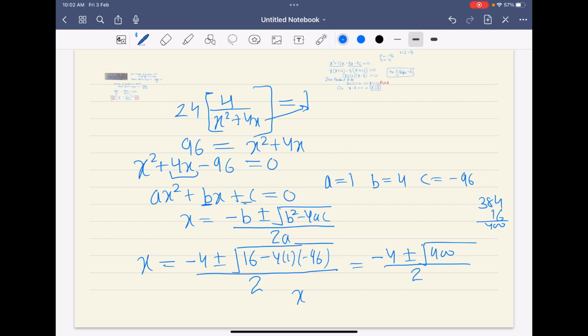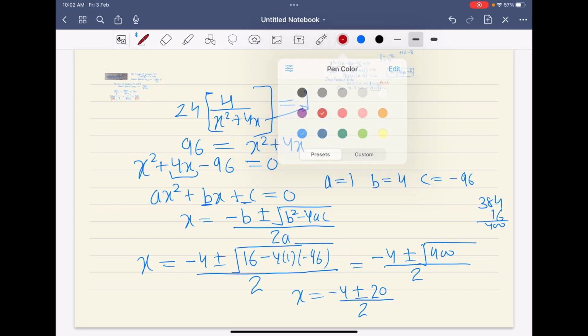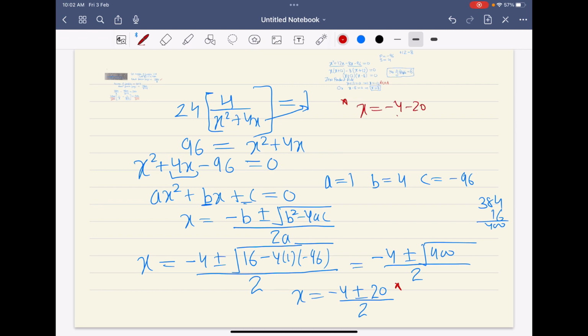So what is x now? So x equals minus 4 plus minus 20 over 2. So x could be either minus 4 minus 20 by 2, which is minus 24 by 2, which gives me minus 12, or x could be minus 4 plus 20 by 2, which gives us 16 by 2, which is 8. Again we are going to take this answer.